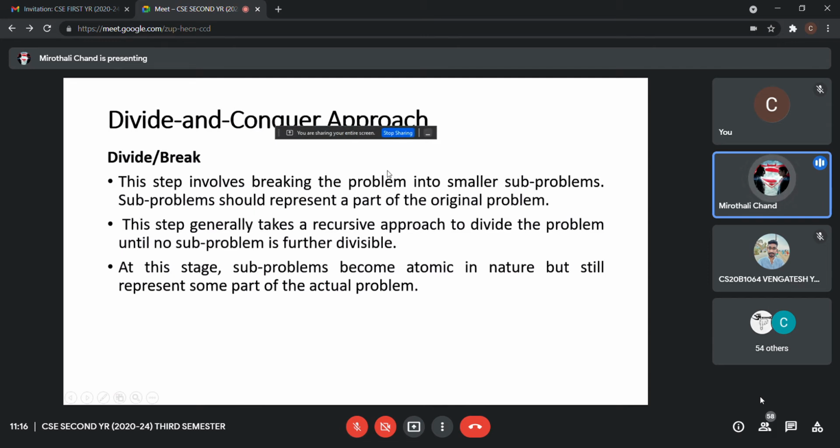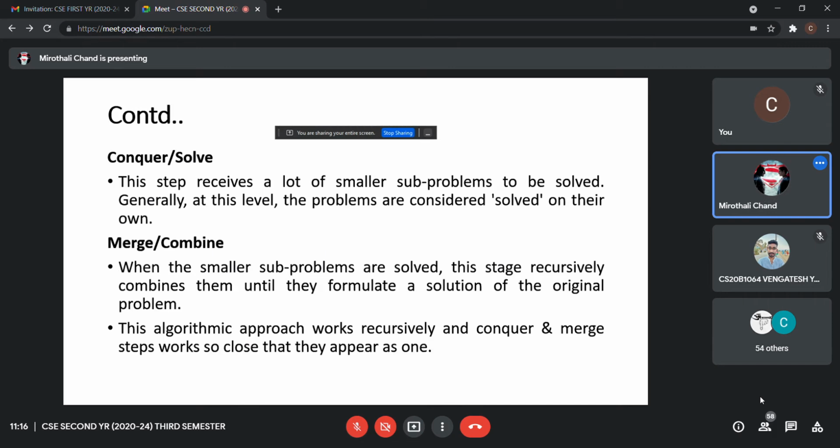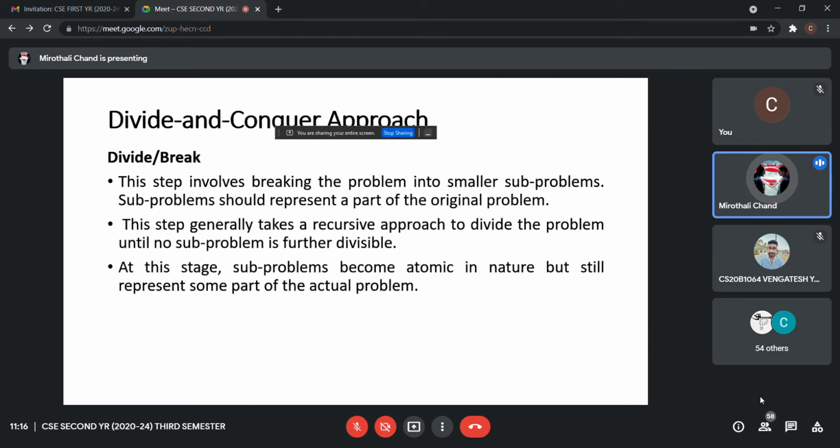So there are three approaches in this divide and conquer method. One is divide or break. The second one is conquer or solve. The third one is the final part, merge or combine. In the divide part, the original problem is divided into several small subproblems.